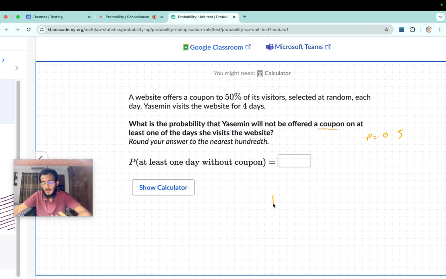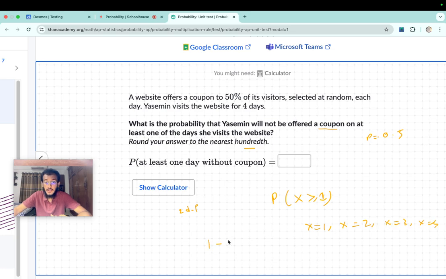So at least one means probability of x representing the success. At least one means greater than or equal to 1. What is the probability that Yasemin will not be offered a coupon on at least one of the days she visits the website? Round your answer to the nearest hundredth, so two decimal places. Probability of at least one day without a coupon is x equals 1, x equals 2, x equals 3, x equals 4. A lot of work.